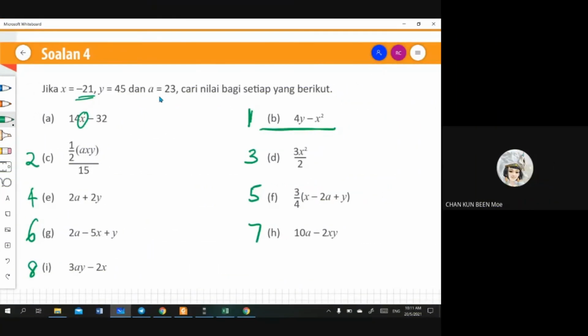Okay, 1 minute is over. I will go from the back to the top, from the last one. So group 8 first. 3ay minus 2x. For all of your answers, I want you to change from fraction to decimal. Give me the answer in decimal if it is a fraction. If it is a whole number, just give me the whole number. Okay, group 8, 3ay minus 2x, how much is the answer? Group 8, no answer yet.